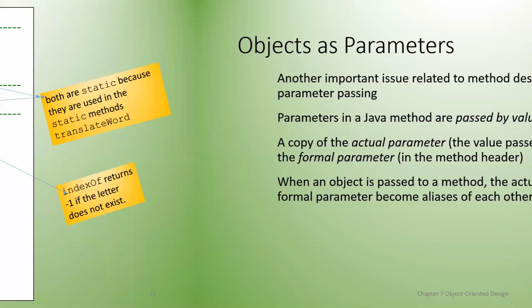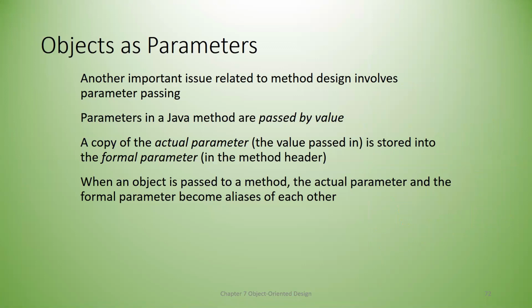Okay. Now, objects as parameters. Objects can be used as parameters. You already saw that in the rational number. You remember subtract, divide, they all require a rational number. So that's an object. It's the parameter, right? And also something you need to remember, I remember it's on your test, okay? A copy of the actual parameter. The actual parameters are the value passed, and the formal parameters are in the method header.